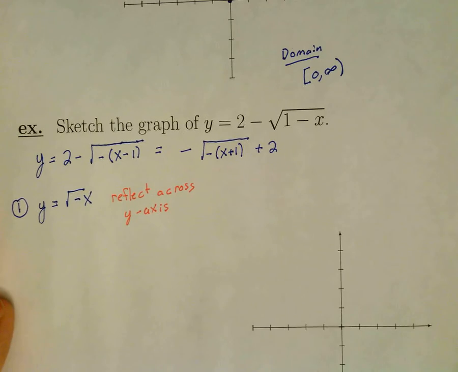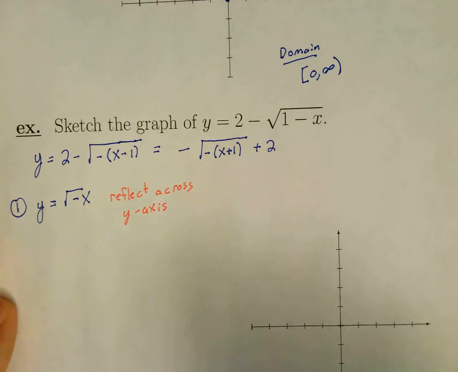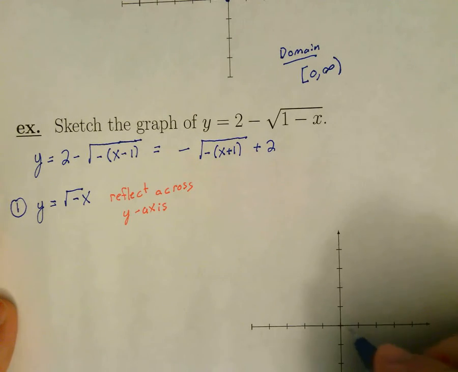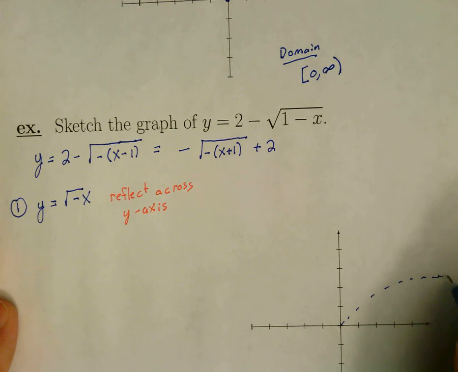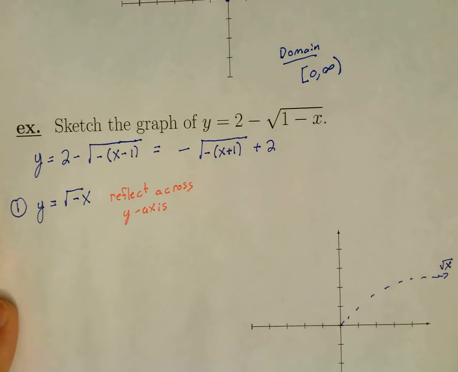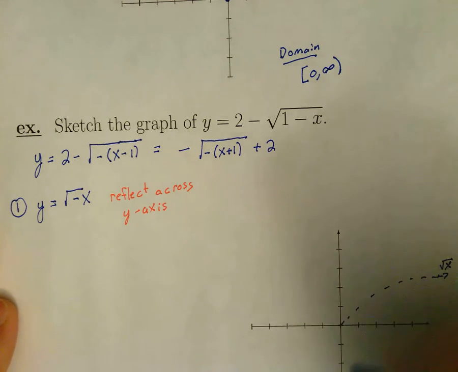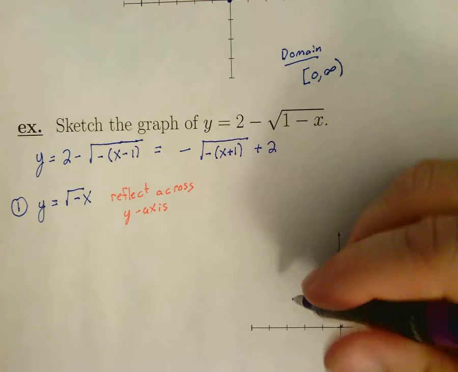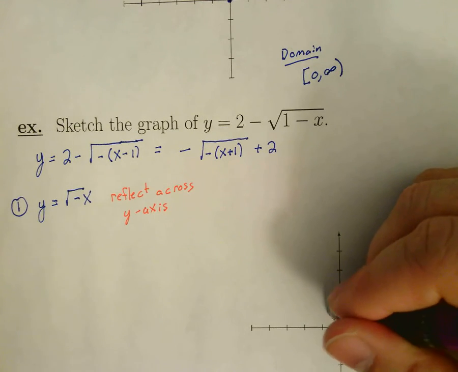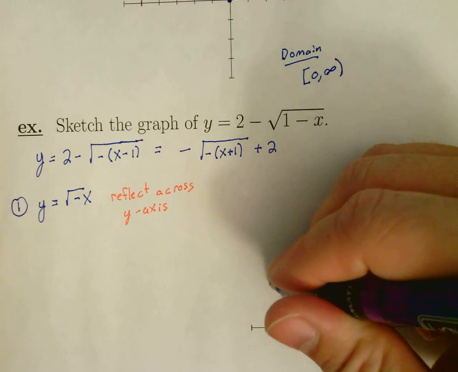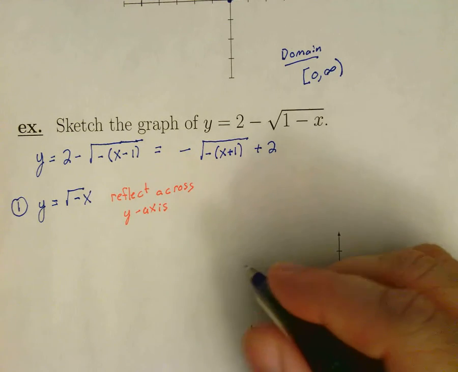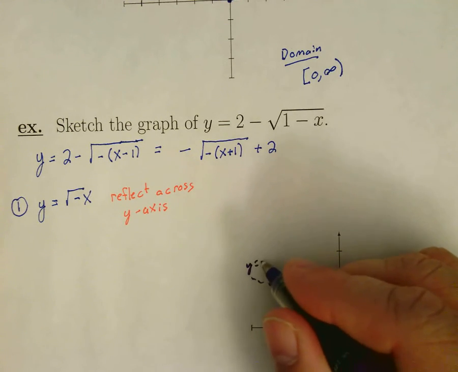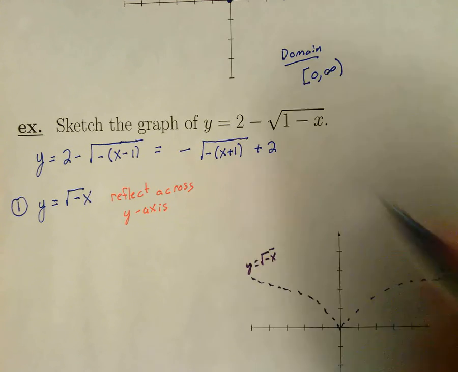Now, let me go ahead and draw each phase so we can see it here. Okay, so again, I'm going to draw the square root of x. So something like that. So again, that's the square root of x. The next thing I'm going to do is reflect it across the y-axis. I'll do that in purple. So that's going to look like this. And I'm going to get y is equal to the square root of negative x.